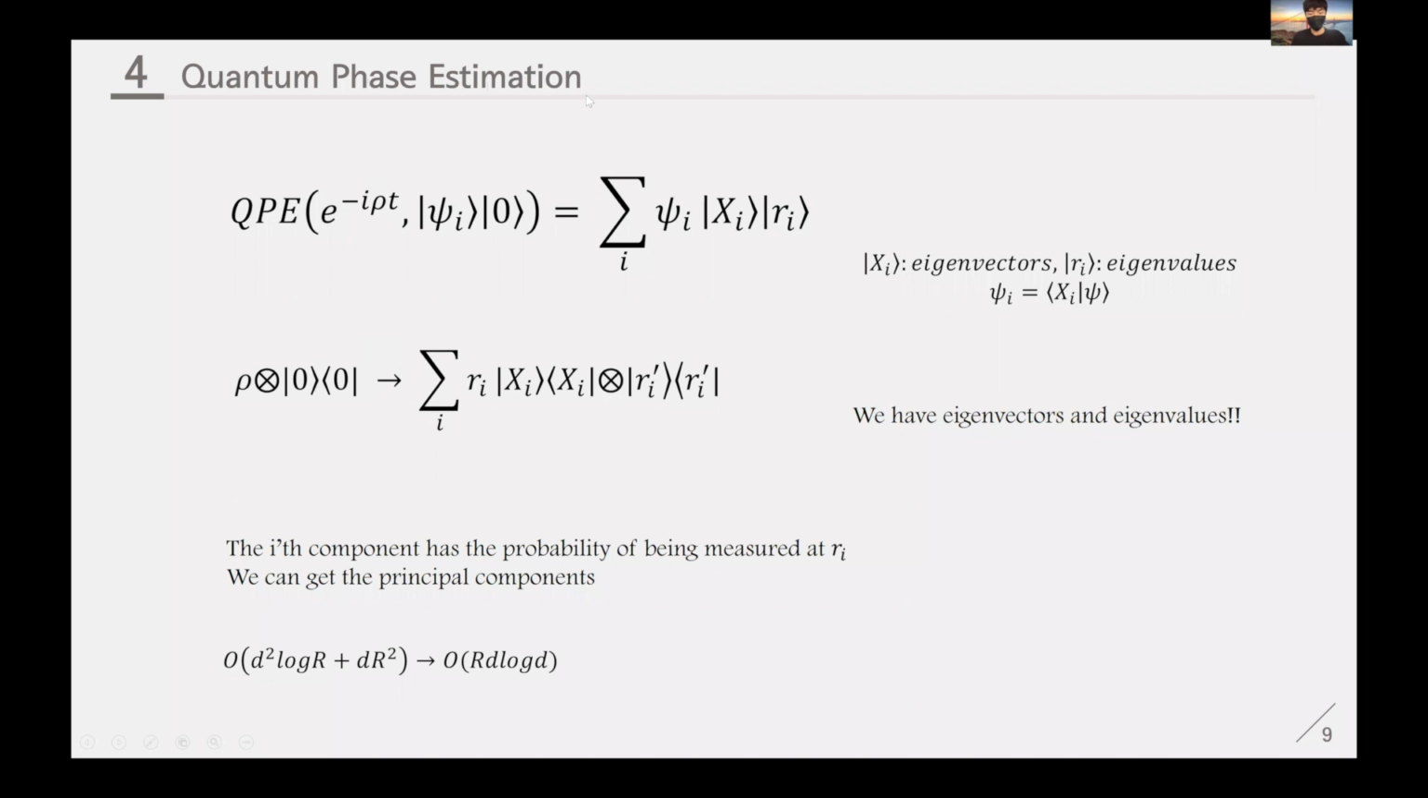Since quantum phase estimation has an exponential speed up, and we didn't use any difficult algorithms, the time complexity gets shortened. Previously, principal components analysis had about d squared log r plus d r squared. But if we use the quantum phase estimation with the density matrix exponentiation, we get QPCA as r d log d. The time complexity is very shortened. Thank you. If you have any questions, you can ask me.